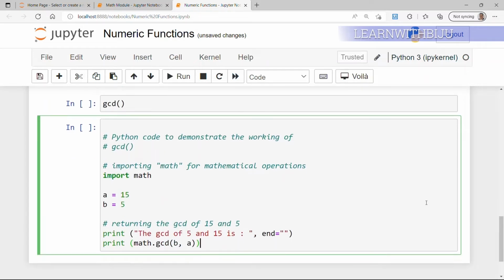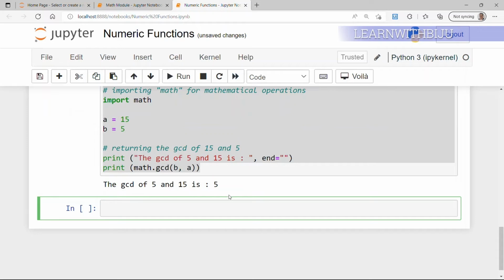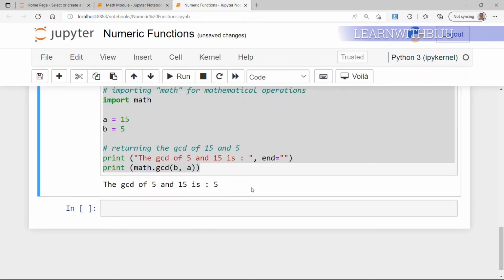Again, this is a code to demonstrate the working of GCD. First of all, I am importing the math module. Then I have two numbers, a equal to 15 and b equal to 5. If I want to see the greatest common divisor of 15 and 5, a and b, let me see what it is. It is 5. Is it right? 5 can be divided by 5. 15 can be divided by 5. And that is the greatest common divisor.